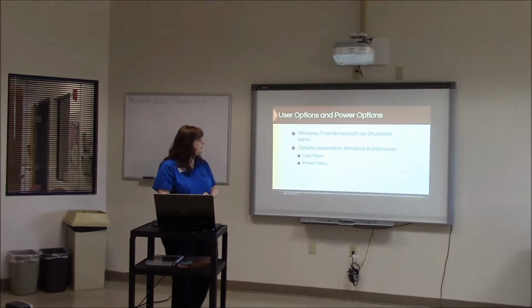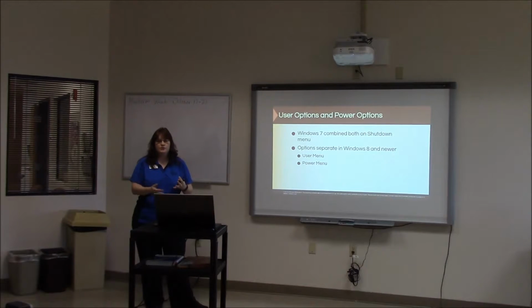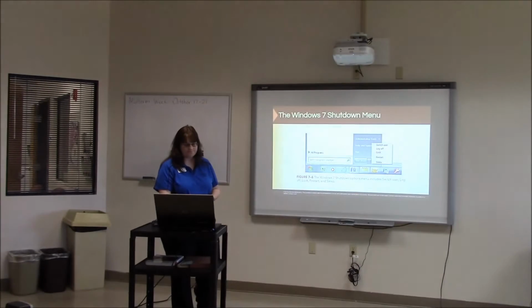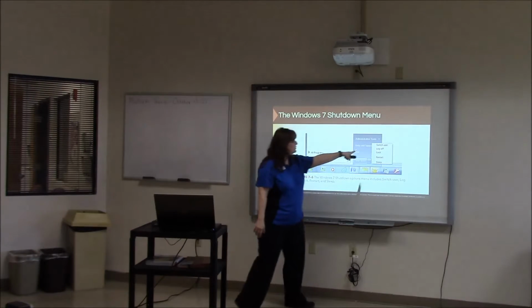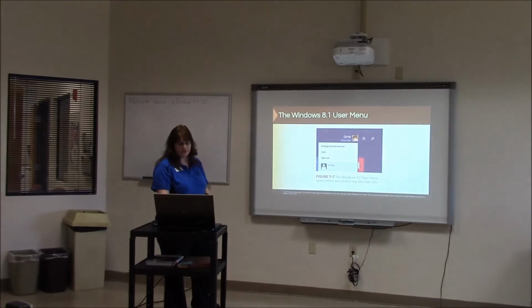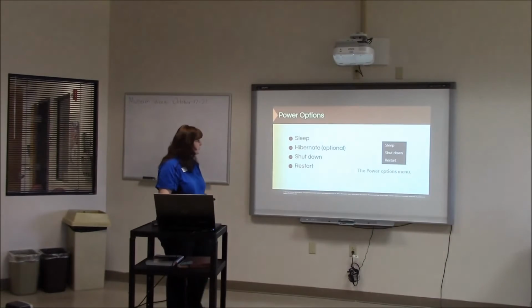So the power user options: in Windows 7, both of those were on the shutdown menu because you can switch back and forth. On Windows 8, they separated those into two separate menus. Here was the Windows 7 shutdown menu, and you can see here it says switch user and log off. But then when they moved to Windows 8.1, you could just click on the user tile to see the user menu, and then the power button was something different. So that's an important thing to note.